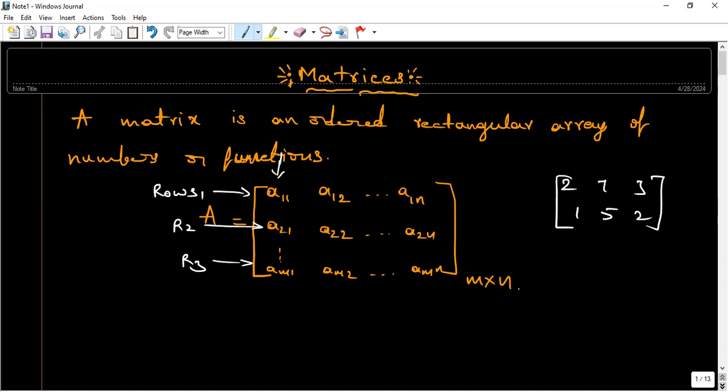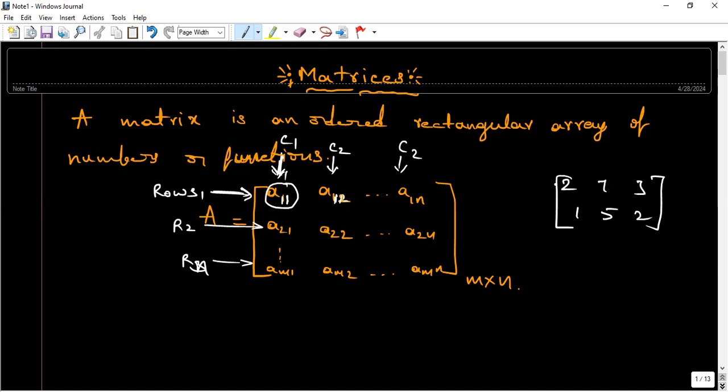If you see from the top, these are called columns. This is column 1, this is column 2, and so on. What is the meaning of this? This is row 1, column 1. That's why it is A11. Row 1 but column 2.